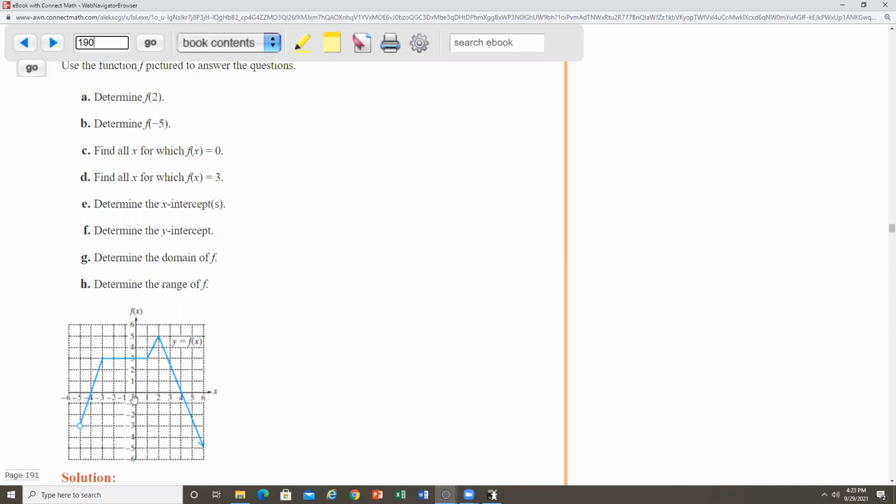What's another value of x such that y would be 0? Positive 4. So f of 4 would also be equal to 0. So your answers for C are x equal to negative and positive 4.